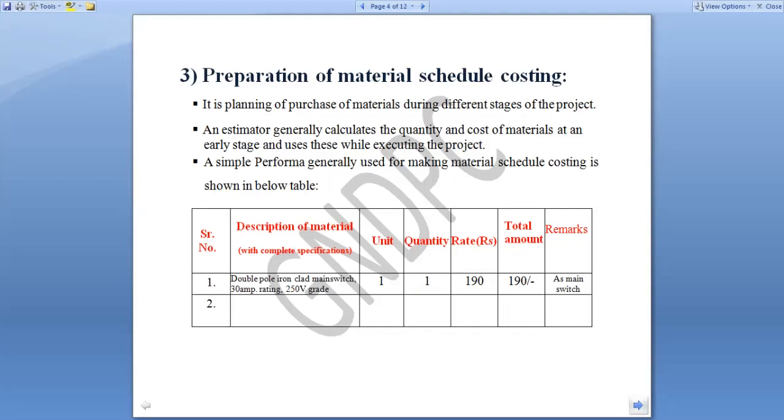A simple basic performa required for this purpose is shown in the form of a table, where the first is description of the material, and of course with complete specifications, and then unit, quantity, rate, amount, and remarks if any. We've taken an example of a double pole ironclad main switch, 30 ampere rating with 250 volt rating. Now, in remarks, we have written that it is to be used as a main switch. The quantity required is 1 and the rate is 190. So the total amounts to 190. So this is the simplest performa for this purpose.